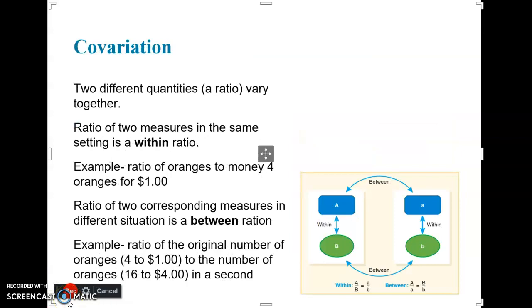Covariation simply means that two different quantities vary together. For example, 5 mangoes cost $2. As the number of mangoes varies, so does the cost. A ratio of two measures in the same setting is a within ratio. A between ratio is a ratio of two corresponding measures in different situations.